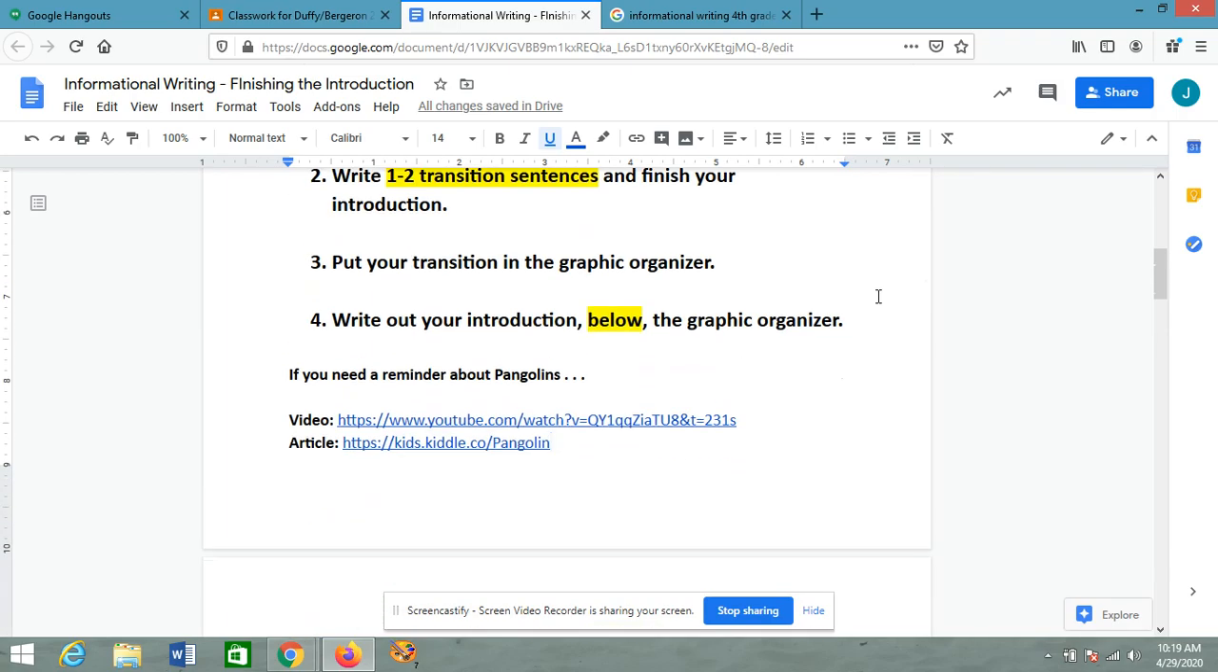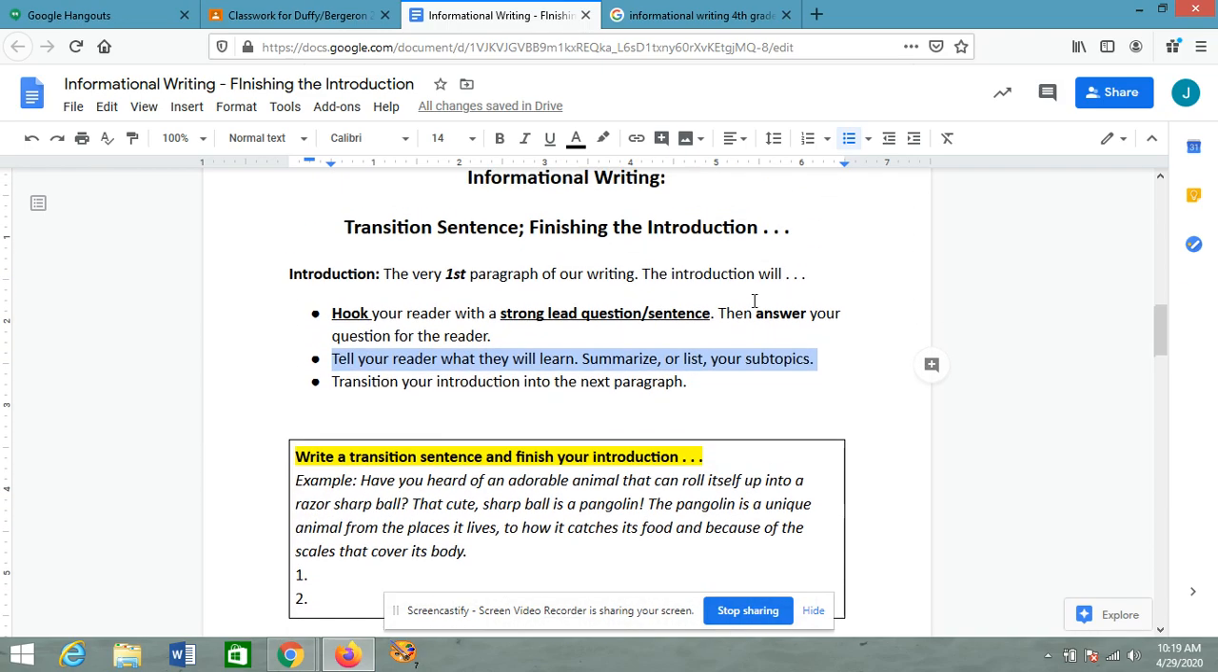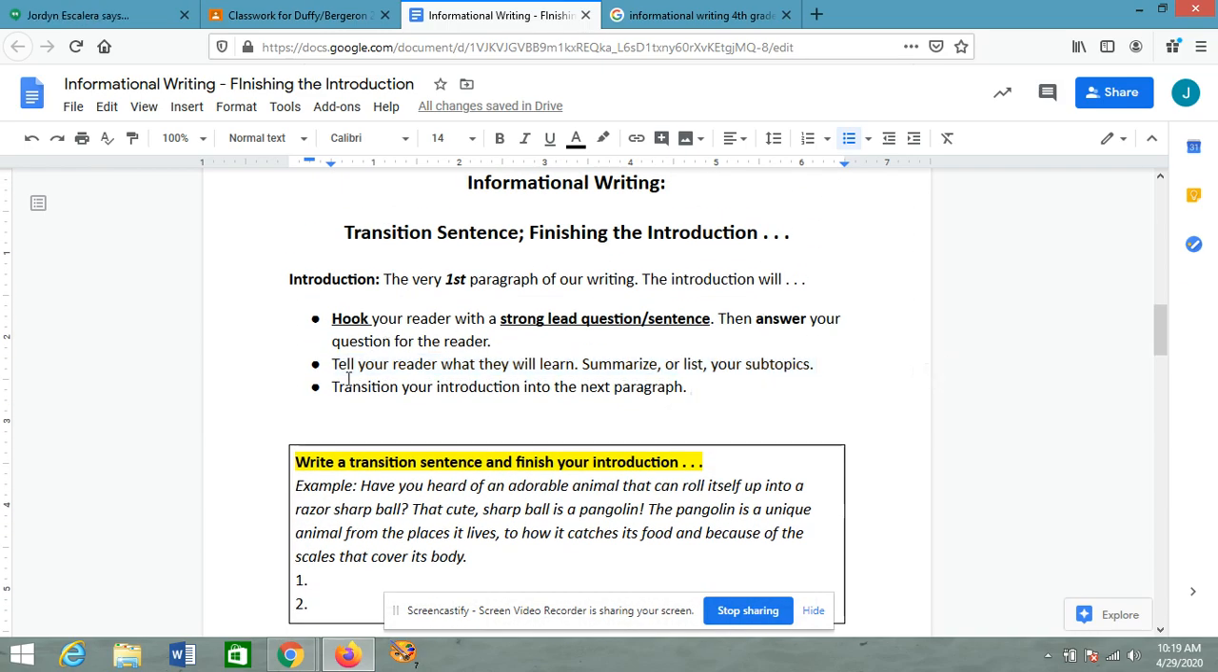So yesterday what we did was we looked at this middle one because we wrote our hook questions, that first sentence of the introduction, and we answered that question for our reader, and then we told the reader what they're going to learn. And you could do that a bunch of different ways, but basically we wanted to give them a preview, summarize the subtopics. And so that's all set. So now today we're on this last one.